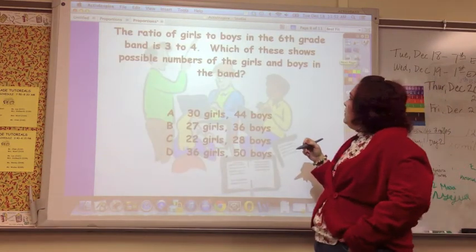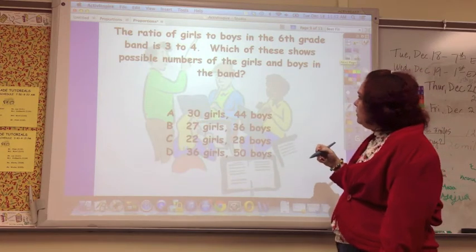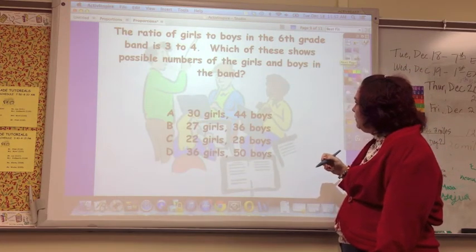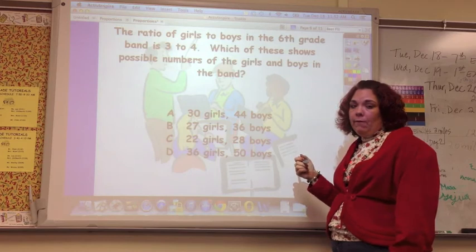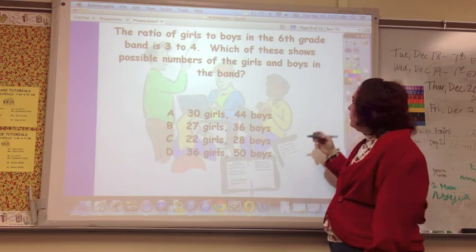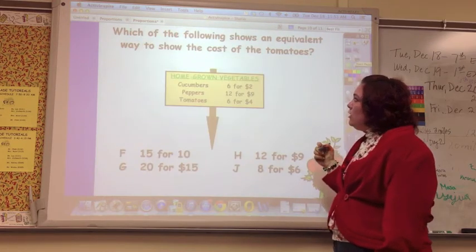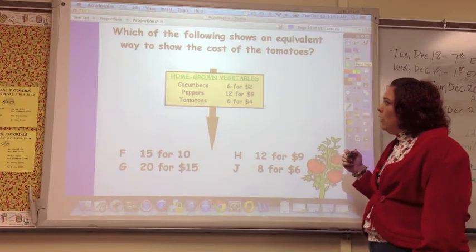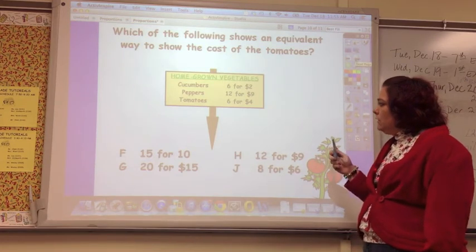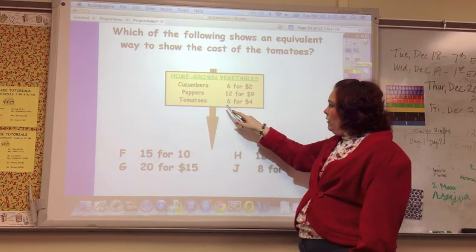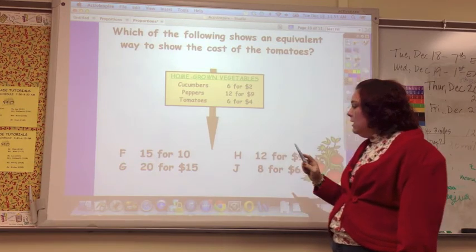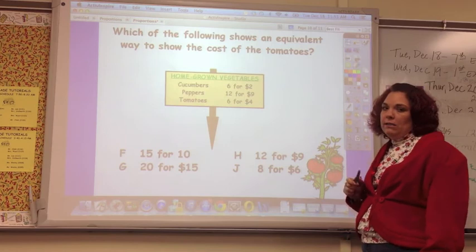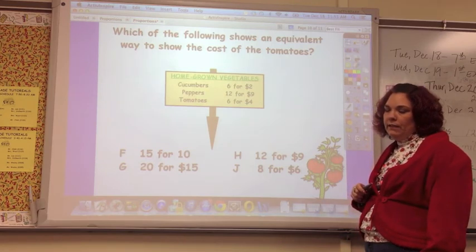The ratio of girls to boys in the 6th grade band is 3 to 4. Which of these show possible numbers of girls to boys in the band? So go ahead and solve this, and tomorrow your teacher will go over it. Which of the following shows an equivalent way to show the cost of tomatoes? Homegrown tomatoes, and so your homegrown vegetables, you're looking at tomatoes, cost, number per cost, and set up the ratio and see which one of these is correct, is equivalent.